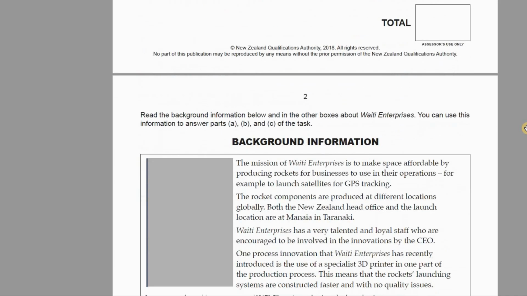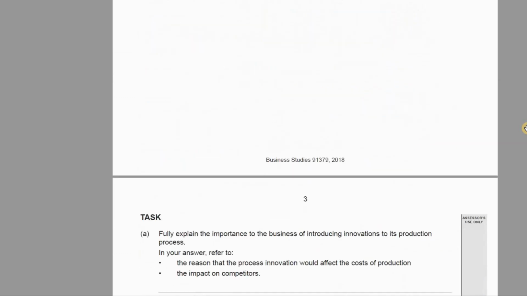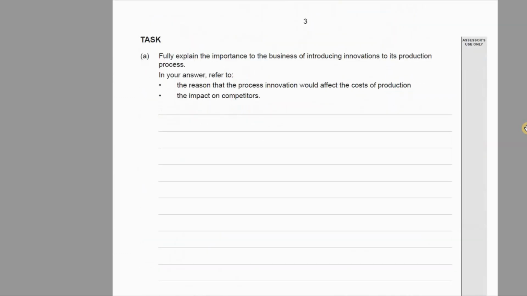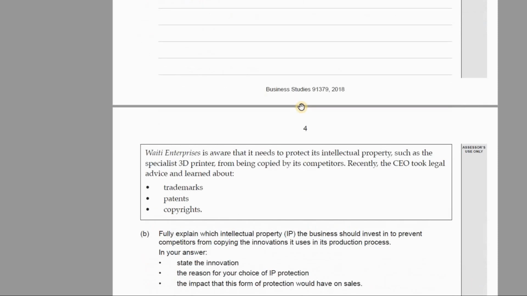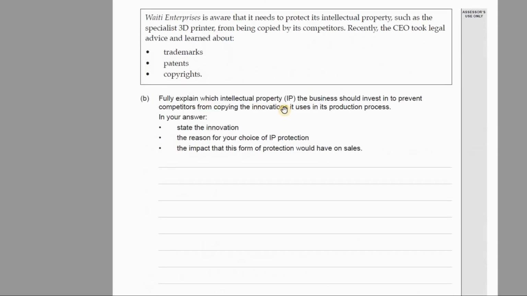So if I scroll down, you can see that for the first question here, or the first part of the question, I'm going to have to fully explain the importance of introducing innovations to its production process. Specifically, the reason that the process innovation would affect the cost of production and the impact on competitors. Okay, so I'm going to have to talk about innovation. Then I can see that I'm going to have to talk about intellectual property.